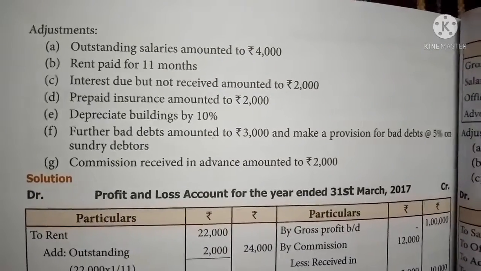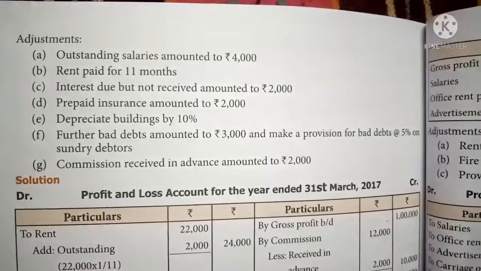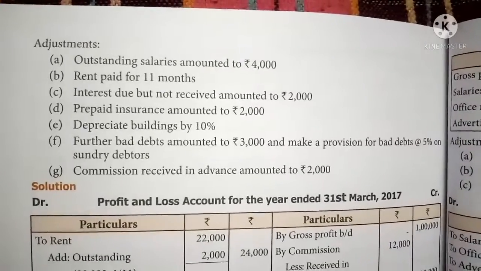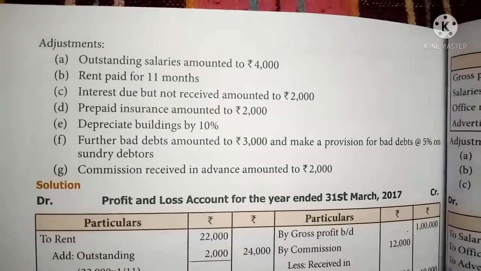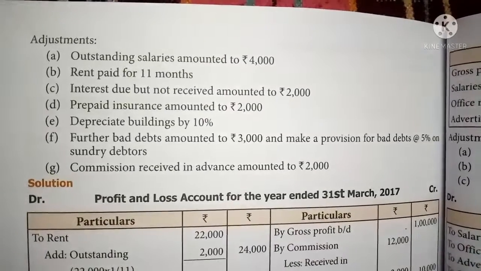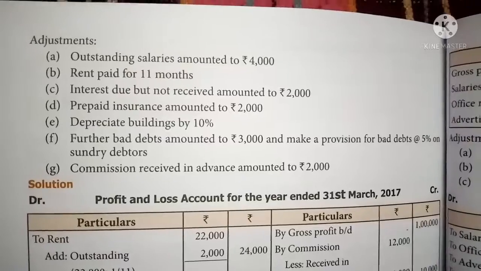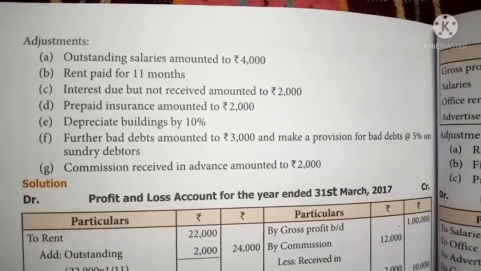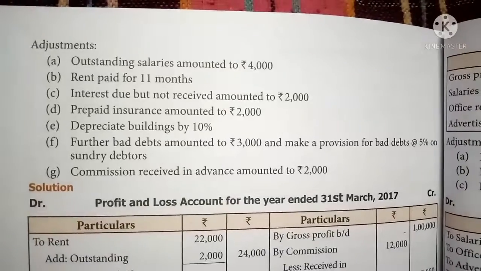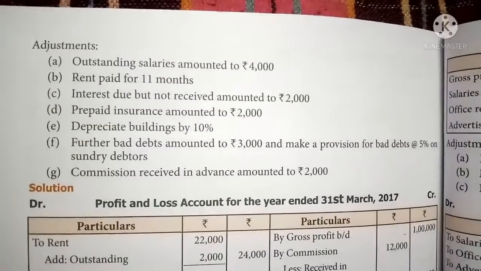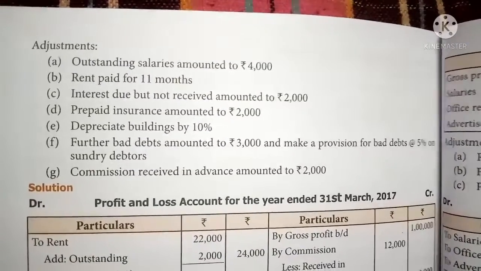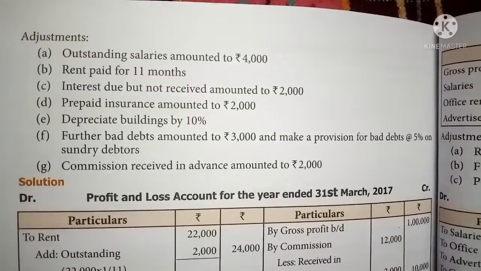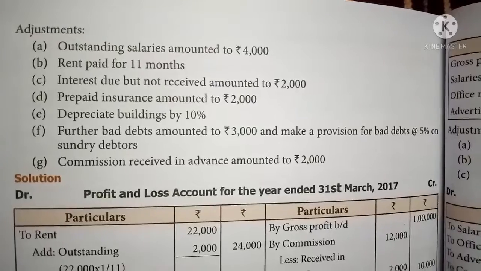Further, bad debts amount to 3,000 and make a provision for bad debts of 5% on debtors. So bad debts will be written in the debit side, to bad debts. From the debtor amount, you can separate the 3,000 bad debts first. The balance amount will come. From that balance amount, you can find out the 5% provision. That amount will also be considered as a loss. So both bad debts and provision for bad debts should be debited in the profit and loss account.